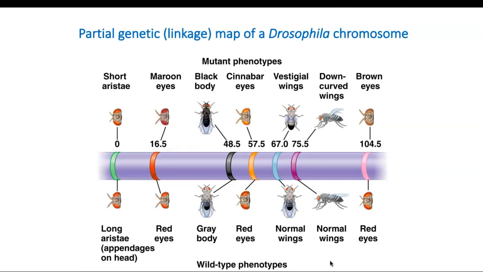That's really all I have for linked genes. Non-disjunction and chromosome mutations: I don't have a slide for that, but just remember that non-disjunction is when chromosomes fail to separate during meiosis and can result in disorders like Down syndrome, where a person can have an extra chromosome.